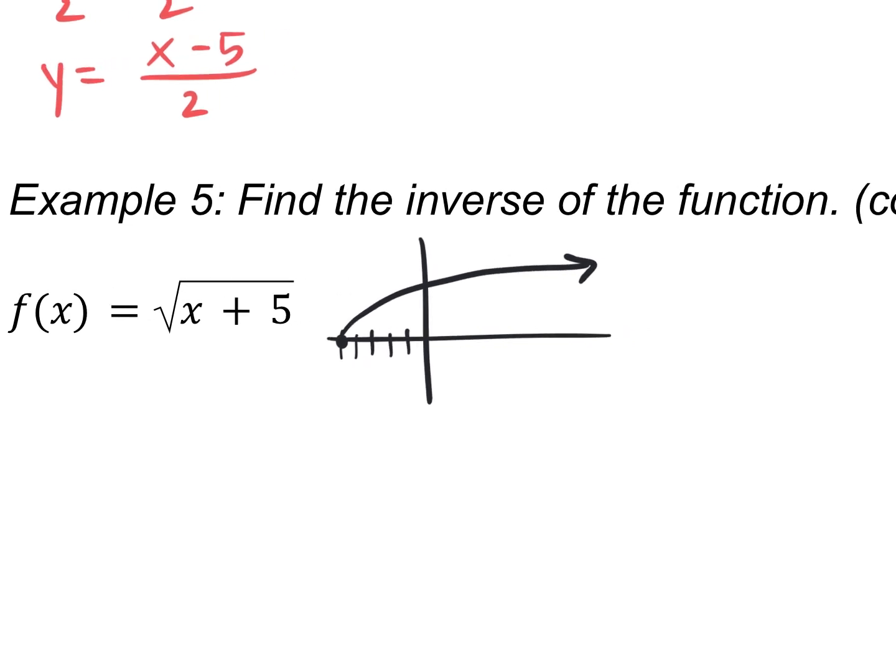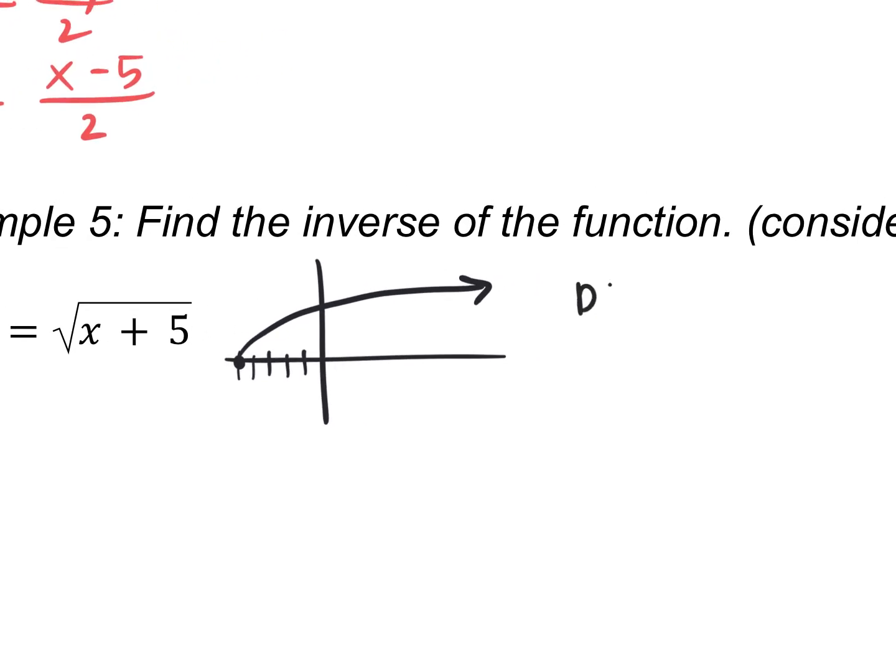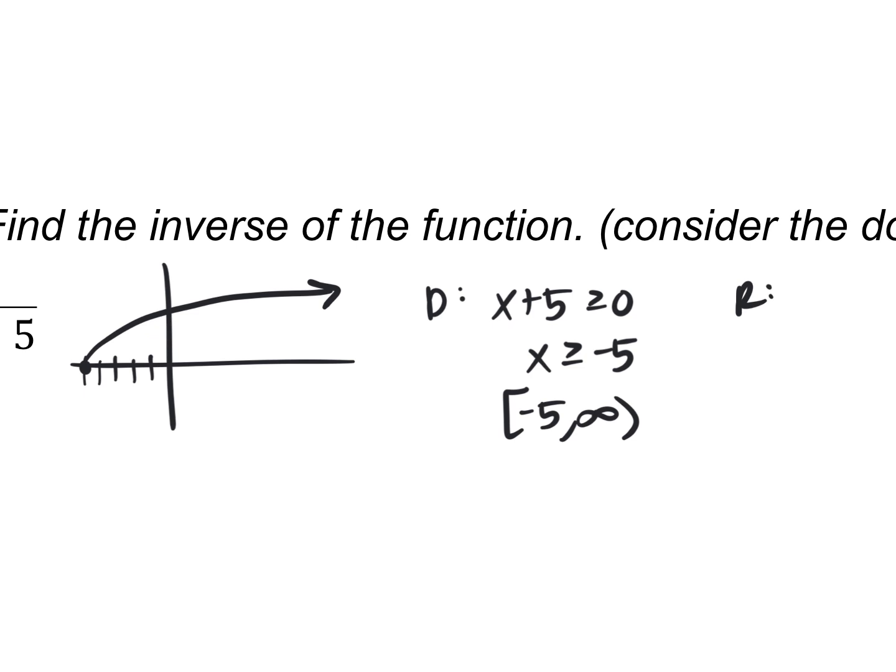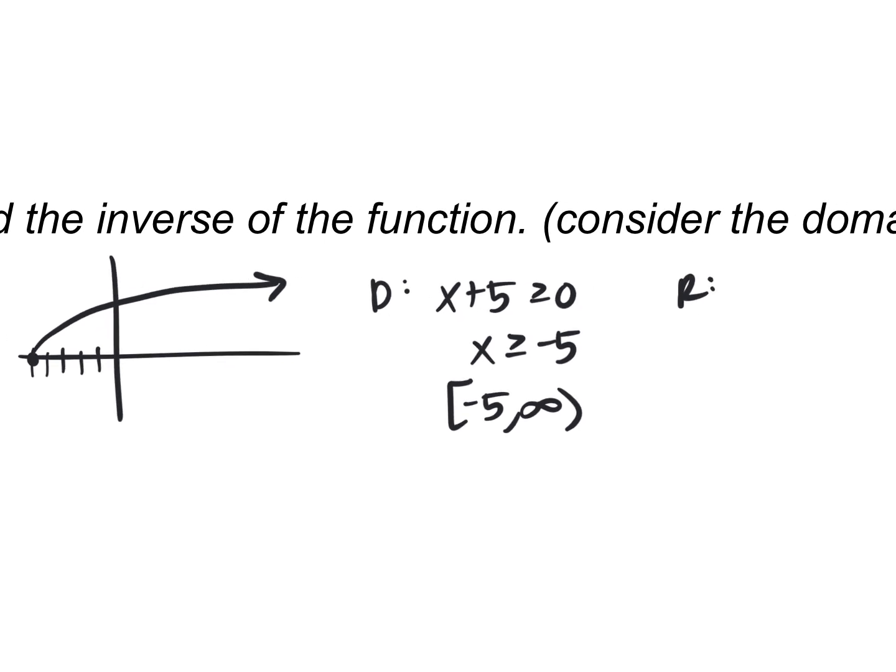Okay. Remember when we found domain and range of this function? I would set that x plus 5, the stuff underneath the square root, greater than or equal to 0. Or if you look at your graph, you can tell that x has to be greater than or equal to negative 5, which written as an interval would be negative 5 to infinity, correct? What is the range of my function? 0 to infinity. Okay. So is this function 1-to-1? Yes. Horizontal line test, it passes.